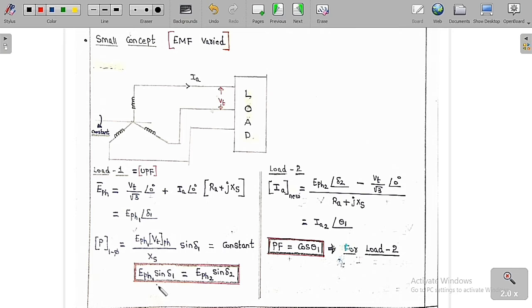In the question they have given EPH1, delta 1 and delta 2. So we have to find EPH2, and putting it in this equation and solving, we are going to get the new armature current and also the power factor angle. Theta 1 is the phase angle between the terminal phase voltage and the armature current. So from this we get the power factor of the load, which is cos of theta 1 for load 2. This is the concept that you always need to understand in order to solve this type of numericals.